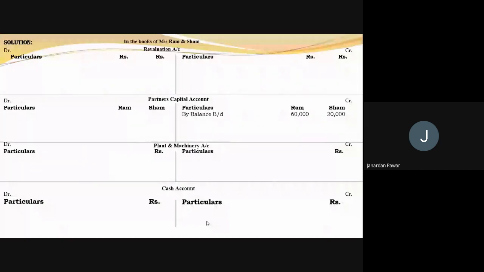Then there is the general reserve. General reserve we have to distribute among the partners in their profit sharing ratio, that is 5:3, and 5,000 and 3,000 will appear here at the credit side of the partners capital account. Then there is the goodwill, which is given in the adjustment. Goodwill we have to distribute among the partners in their old profit sharing ratio, that is 18,750 and 11,250.